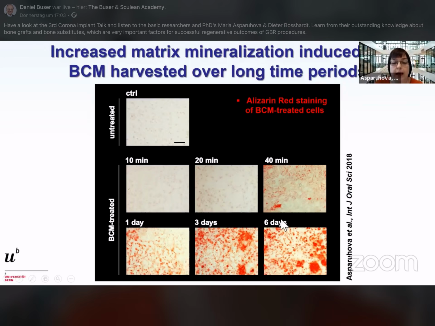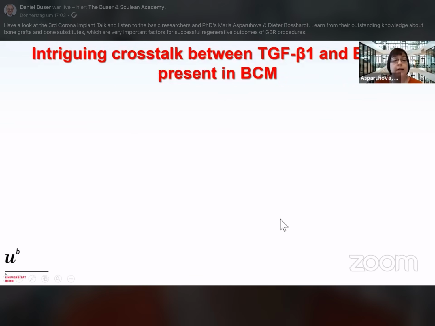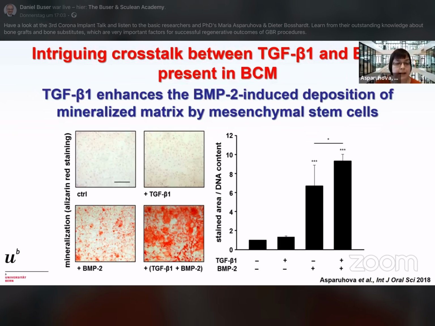We continued investigating the intriguing crosstalk between TGF-beta1 and BMP2 that are obviously present simultaneously in the BCM. Our data have shown that matrix mineralization was induced by BMP2 alone, but not by TGF-beta1 alone. However, when the two growth factors were concomitantly applied to the cells, the TGF-beta1 enhanced the BMP2-induced deposition of mineralized matrix by those cells.